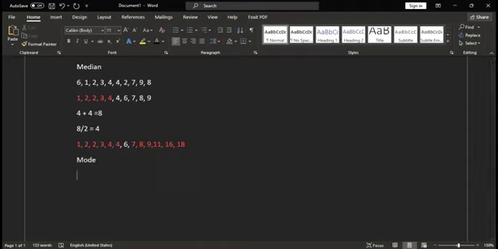Let's take some figures. Let's say 2, 3, 4, 2, 7, 3, 9, 7, 2, 8, 2, 2, 3, 2, 4. Let's just stop here.